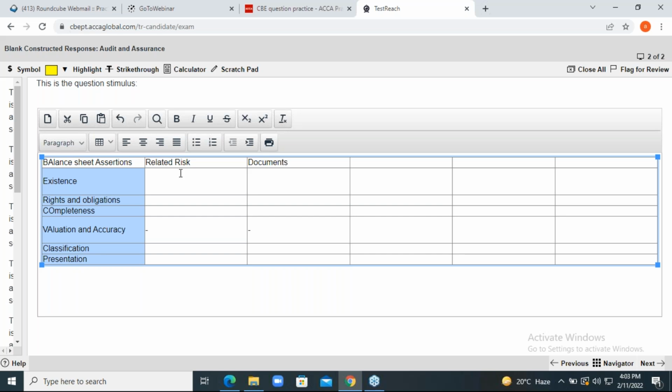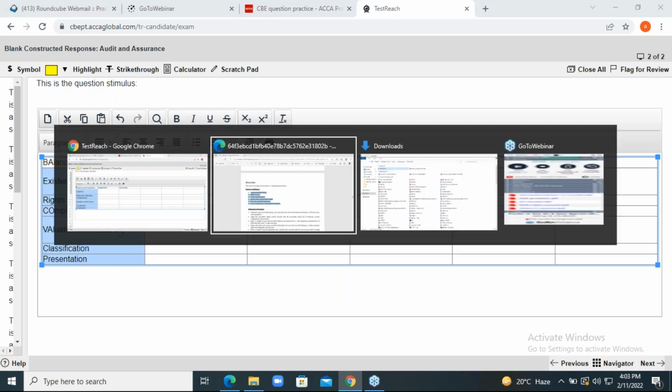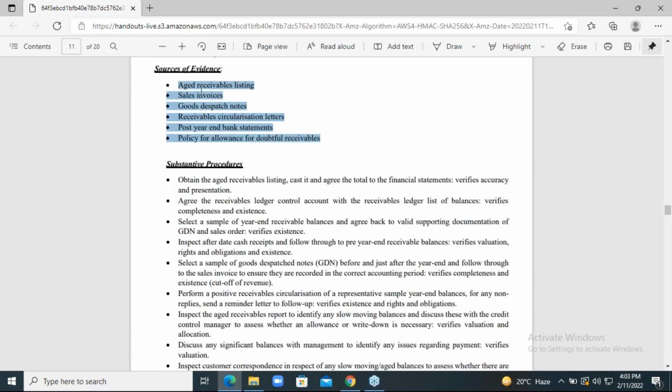Also, if the receivable figure is increasing, then there is a risk that bad debts have not been properly identified and they are not covered. So what could be done to identify these risks? Yes, correspondence can be checked, circularization should be sent, and post-year-end bank statements should be checked, whether these receivables which are claimed by the organization that they will pay, whether after year end they have paid or not. And what is the policy for doubtful receivables? So these are the important areas.